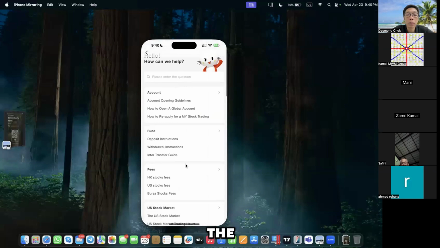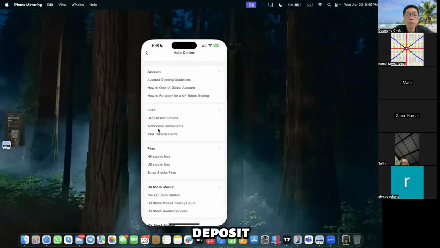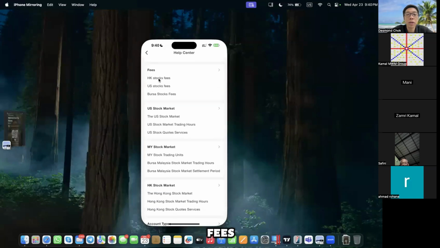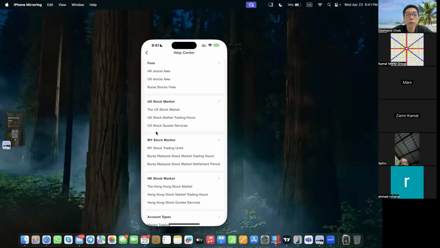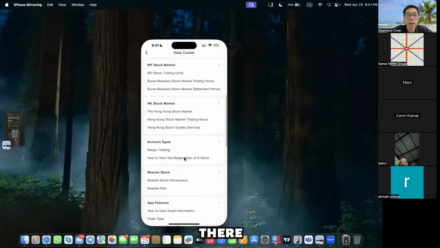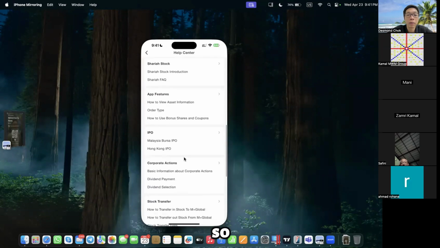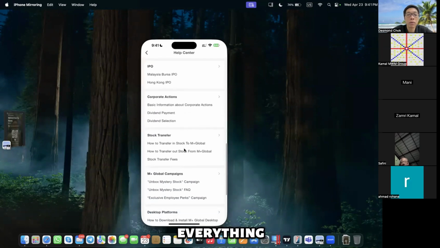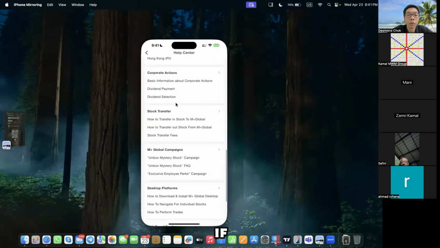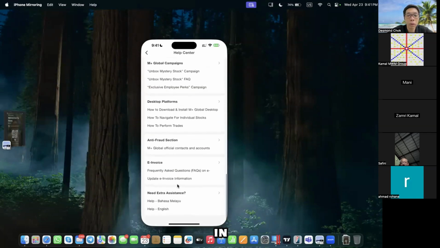So how to open the global account. This one is fund, deposit, instruction, withdrawal, inter-transfer. Just now I already explained. Then these are the fees involved for Hong Kong, US, Bursa, US stock market. Also trading hours, limits, and how to buy and sell are there. You can read through here. Everything is here. This is something like a Q&A. If you need help in Bahasa Melayu, you can click Bahasa Melayu and it will be translated. I guess so.